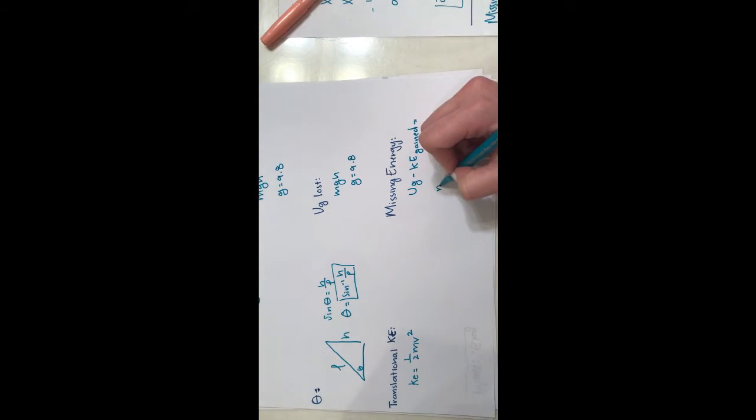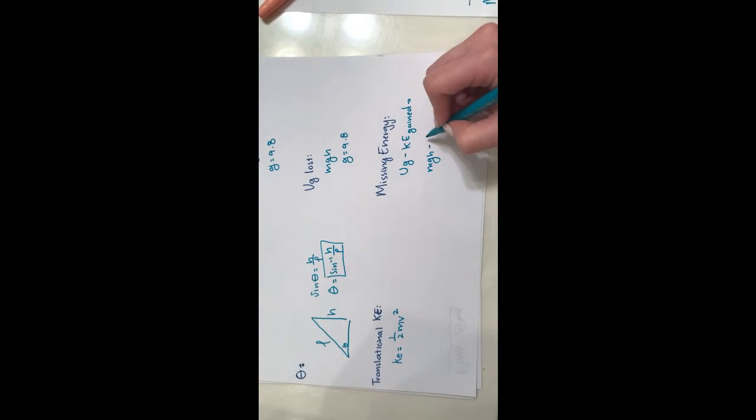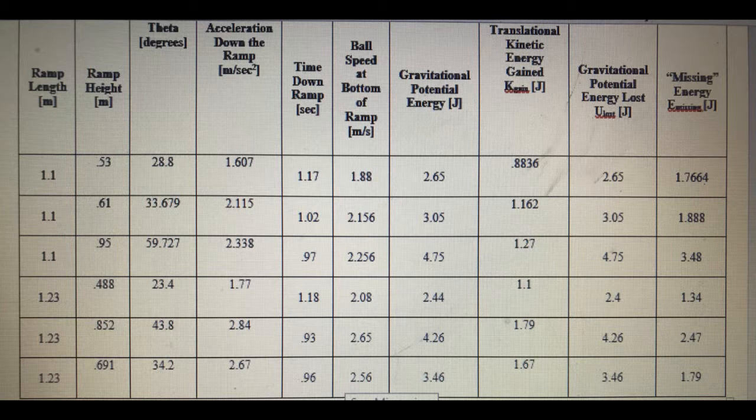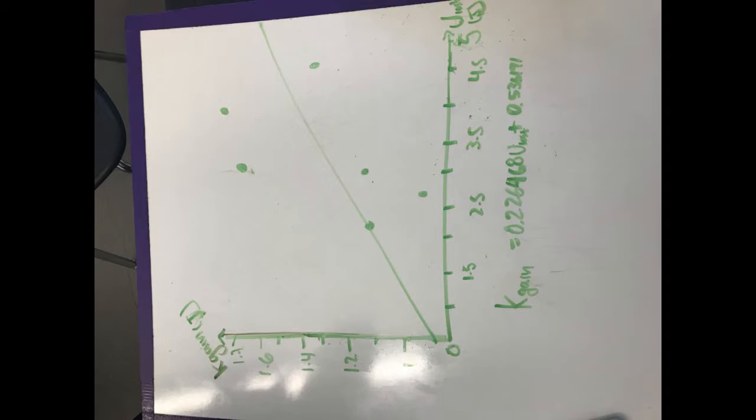And finally, to find the missing energy, we use the equation gravitational potential energy minus the kinetic energy, which is also equal to mgh minus 1/2 mv². So K gain is our Y, and then we have the UG lost as our X.